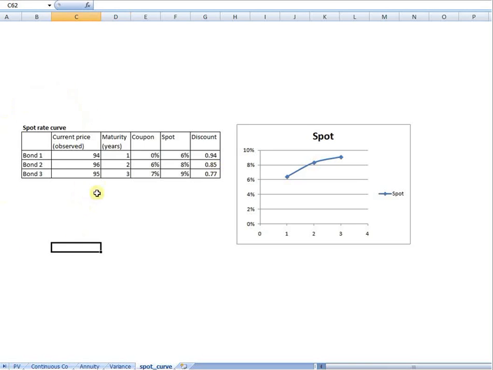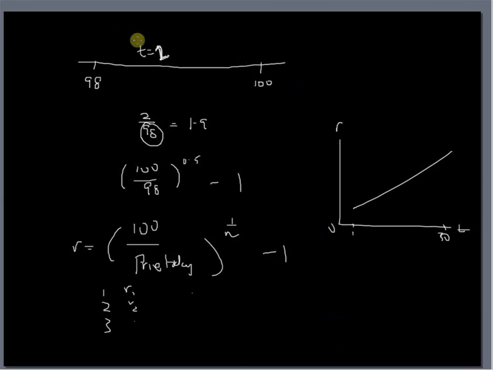Assuming that we have a series of 3 bonds. The first one is a zero coupon, so the spot rate for the first one is simple. Simply $100 divided by the current price, minus 1, is 0.94. Let's move on to the second bond. I'll write down the formula.